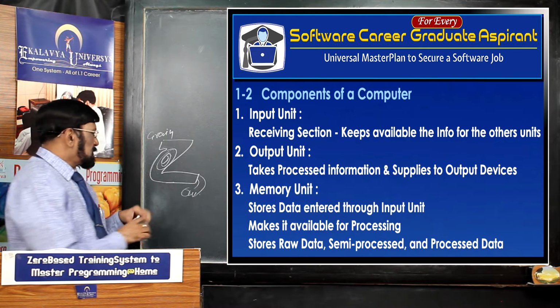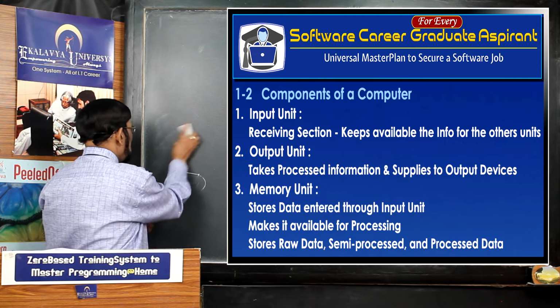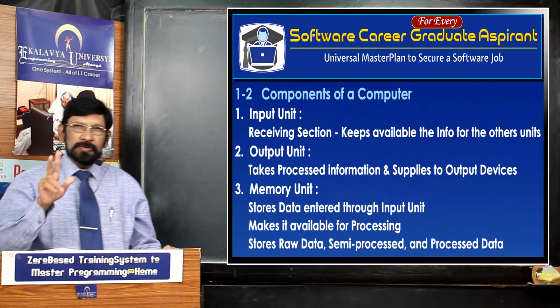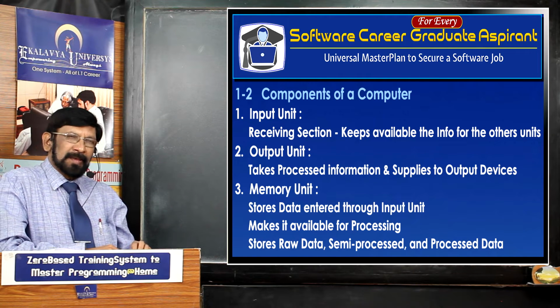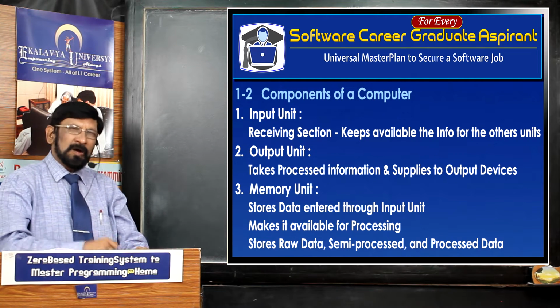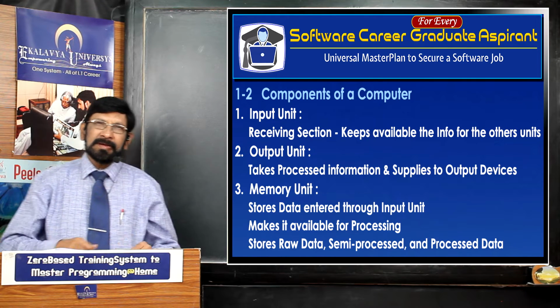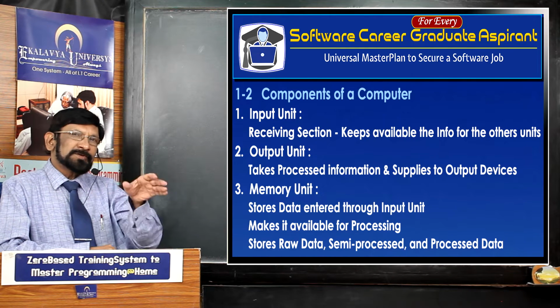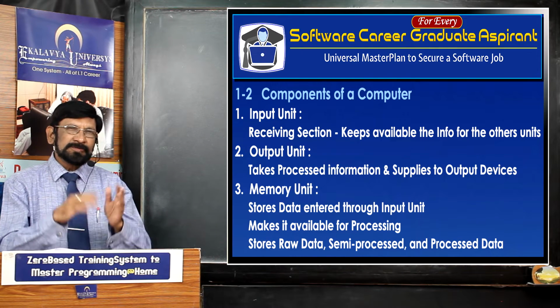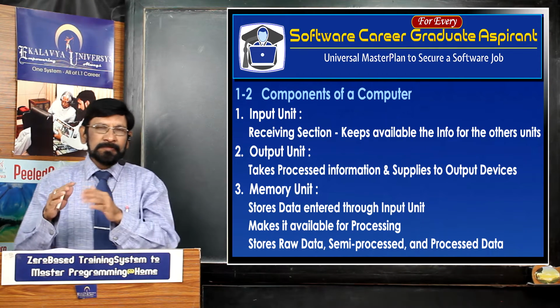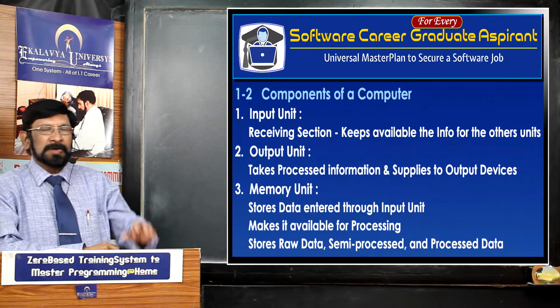Here one term I have to explain to you. Many people loosely use two terms synonymously, data and information. Actually, it is not wrong, but being a computer programming student, you must know the difference between data and information. Data means you take it as raw data. Information means processed data. A simple example I give you.